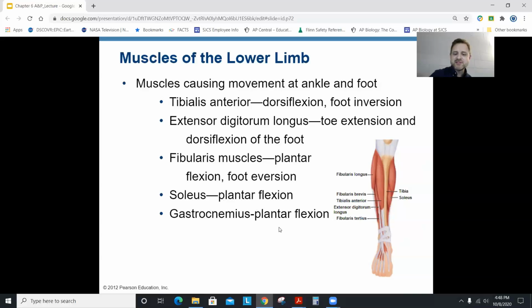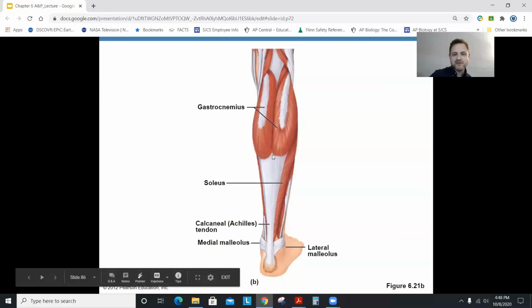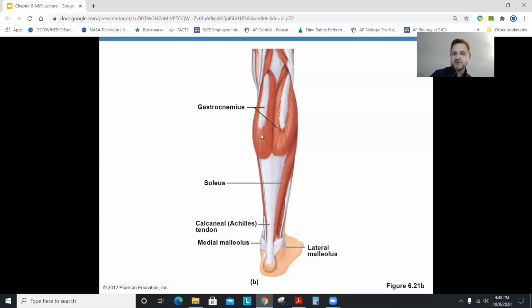The gastrocnemius is also plantar flexion. These 2 are mainly the muscles of your calf. Put your hands in the back of your leg where your calf muscle is. Point your toes downward. You can totally feel your calf muscles, the soleus and the gastrocnemius muscles of your calf. Again, that's right here. The soleus is lower. When you feel your calf, that's the gastrocnemius muscle. The soleus is posterior to that.